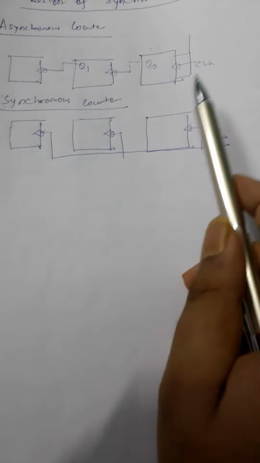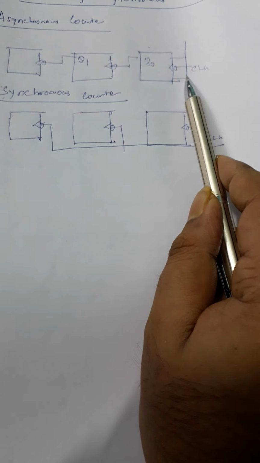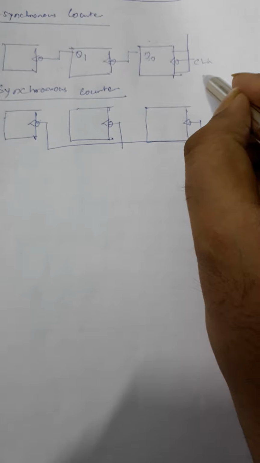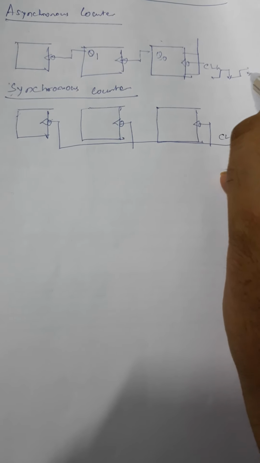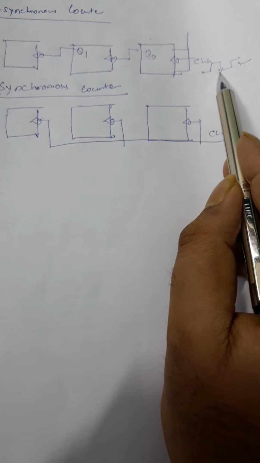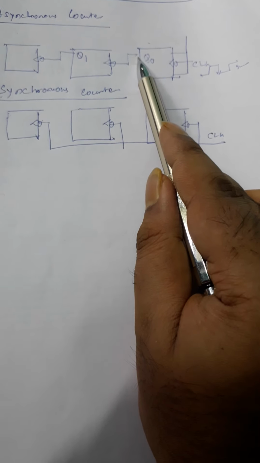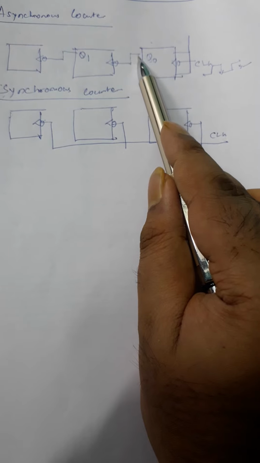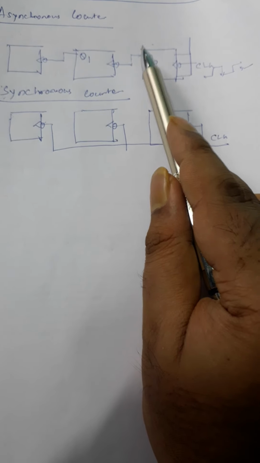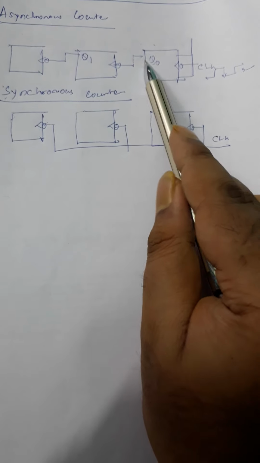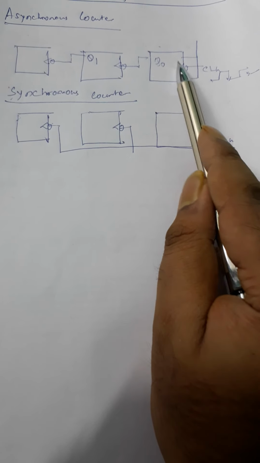What is the advantage of synchronous counter? The disadvantage of asynchronous counter is the advantage of synchronous counter. What was the disadvantage of asynchronous counter? In case of asynchronous counter, there was delay. This clock was having its own timing of negative edges, but in that negative edge, the output was not subsequently changing. It was taking some time, and that time is the delay of this flip-flop.